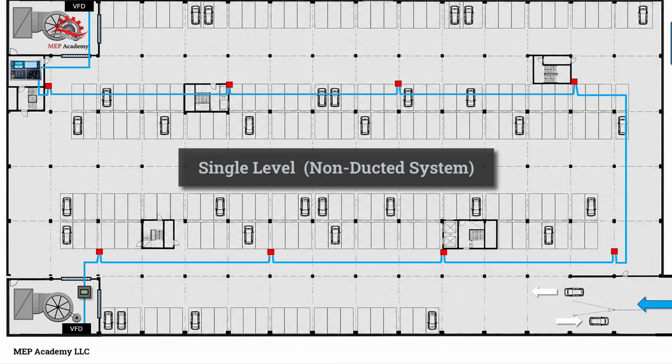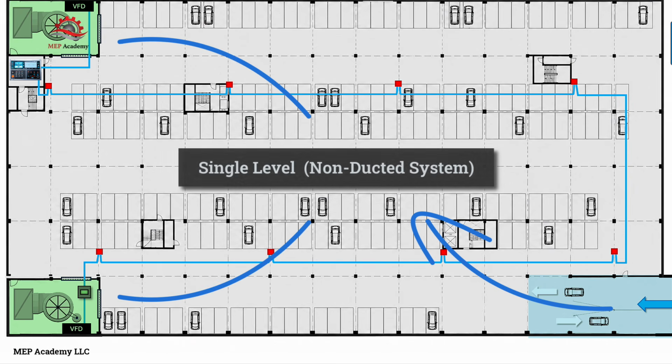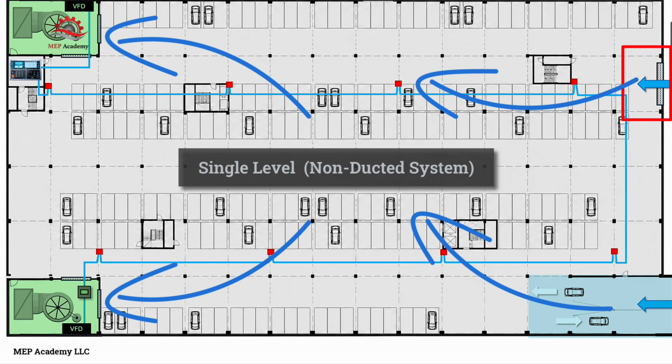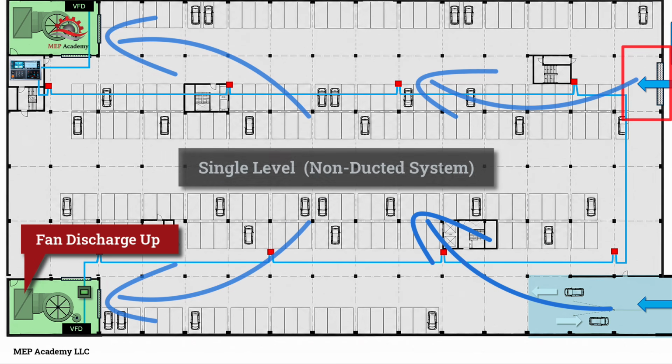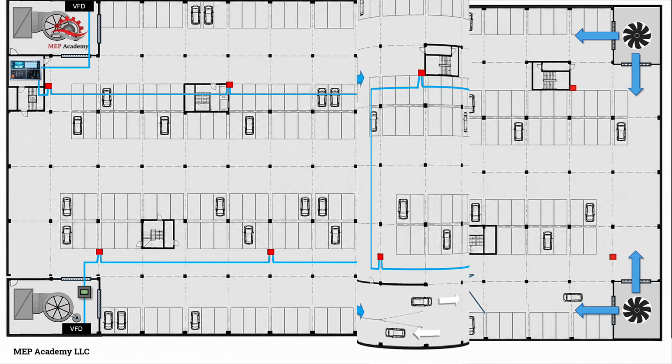One-level parking, non-ducted system. In this arrangement, the vehicle entrance often serves as the primary makeup air opening. Exhaust fans located at the opposite end of the garage draw fresh air across the entire parking level. Additional makeup air louvers may be installed to improve airflow and eliminate stagnant or dead air zones. The exhaust fans discharge the contaminated air to an approved outdoor location.